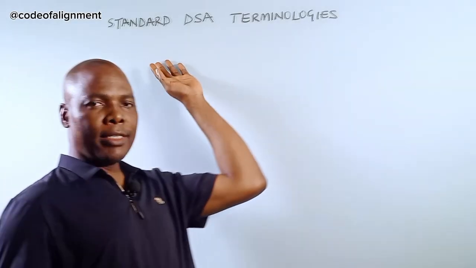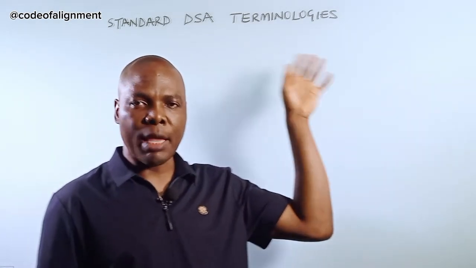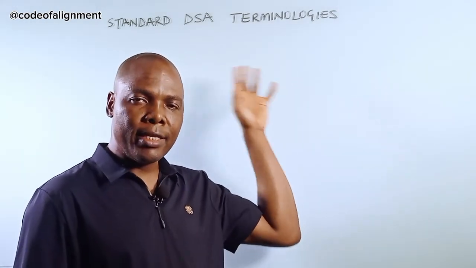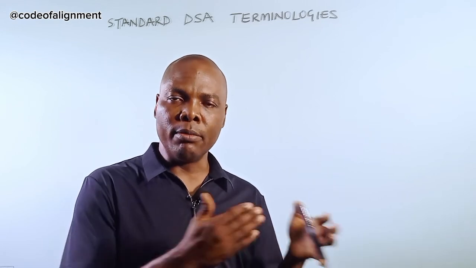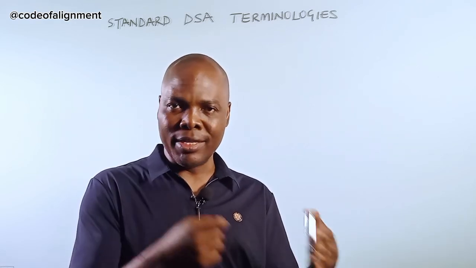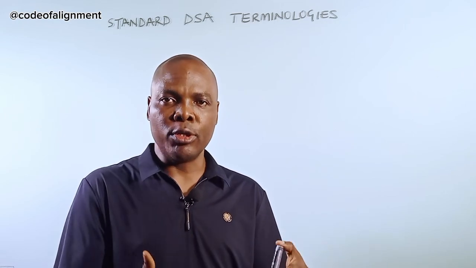Today we want to look at standard DSA terminologies, that is standard data structure and algorithm terminologies. In the last class we did intro to DSA, that is intro to data structure and algorithm. So far we've seen how we've come from voltage to data. We are going further from data to information and then to knowledge, and then being able to make decisions from the information that we gather.